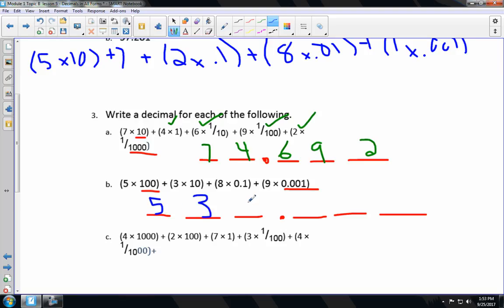In the ones there's nothing up there, so we're going to put a 0. In our tenths, we have an 8. In our hundredths, we have nothing, so it's a 0. And in our thousandths is a 9.